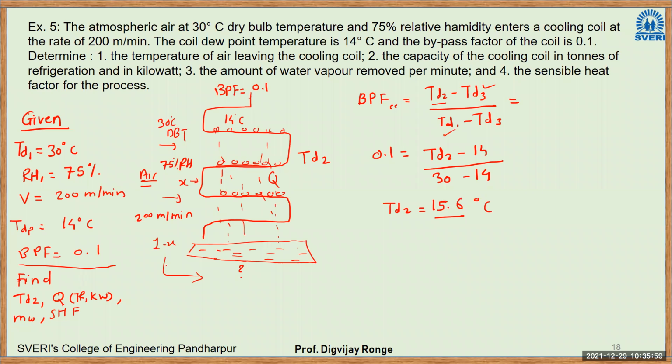When air is bypassed, it is assumed that there is no increase or decrease in temperature. This temperature remains as it is, TD1. When the X amount of air falls on the cooling coil, it is assumed that its temperature reduces to TD3. Finally, when these two streams come together, here the temperature is TD3, here the temperature is TD1. We have to take an average of it, and that average is nothing but TD2. Okay, so this is the concept behind the bypass factor.